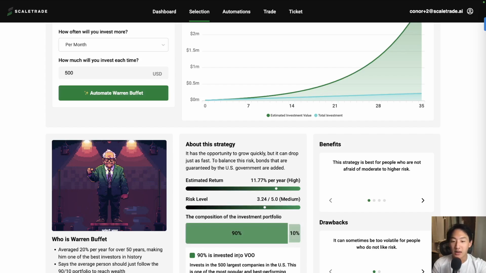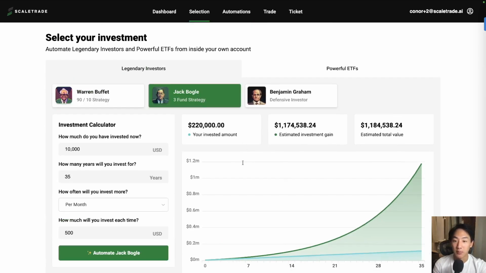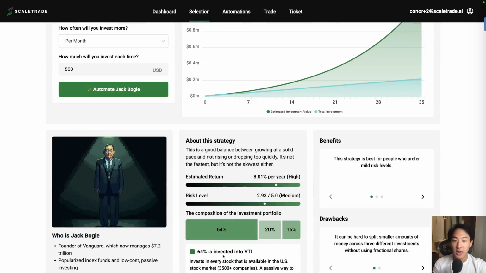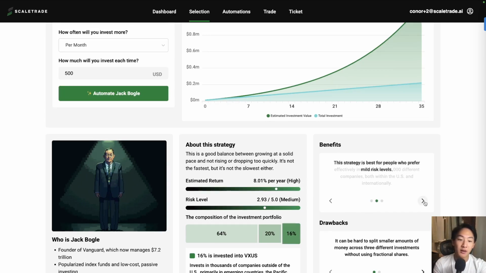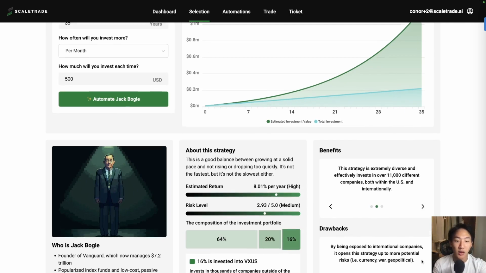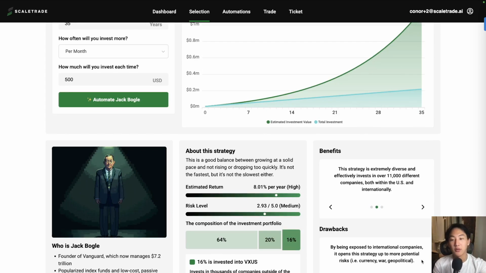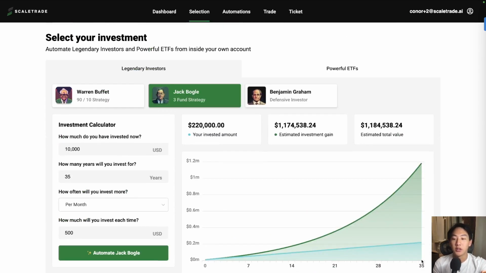You can see 90% of your money will be put into VOO and 10% will be put into bills or short-term bonds. With the Jack Bogle strategy, we learn about Jack. We can see 64% of the money every month will be put into VTI, 20% into BND, and 16% into VXUS. We see benefits and drawbacks on the side here as well, so you get a holistic view of the strategy and you feel like you understand what you're getting yourself into.